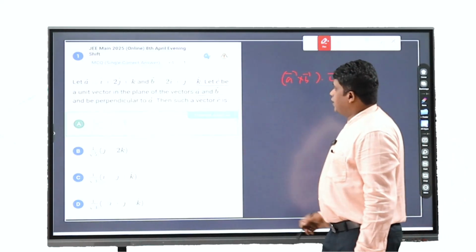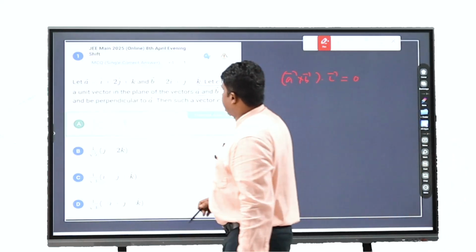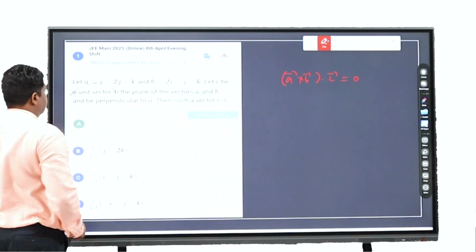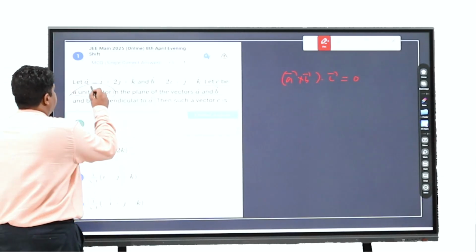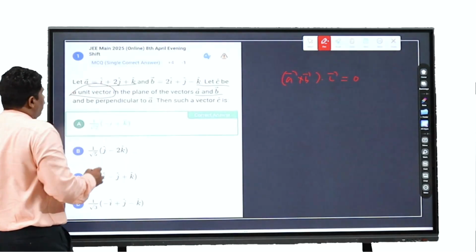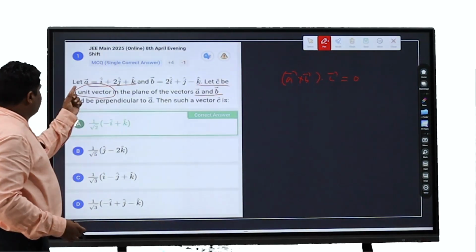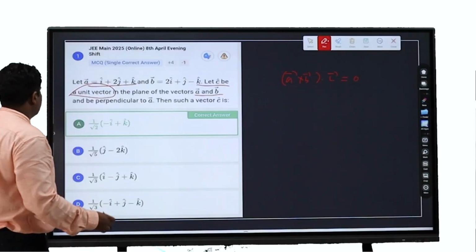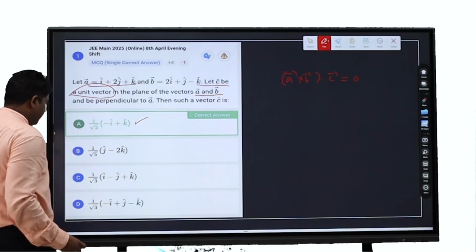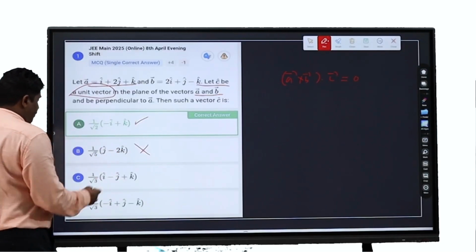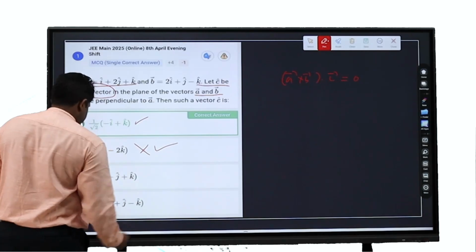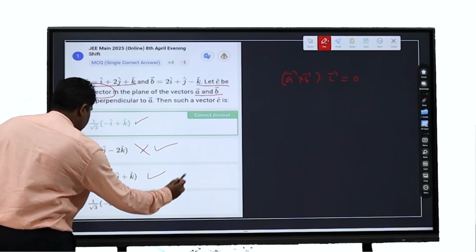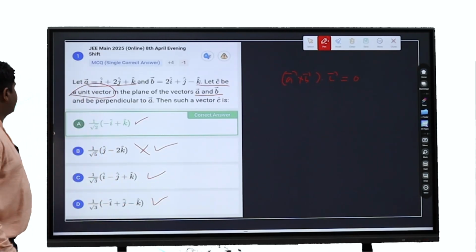Then C is a unit vector, and perpendicular to A, which means the dot product of A with C is 0. So first of all, this one is not a unit vector, because of the 1 by root 5. This is also a unit vector, this is also a unit vector, this is also a unit vector. Okay, all these vectors are unit vectors.